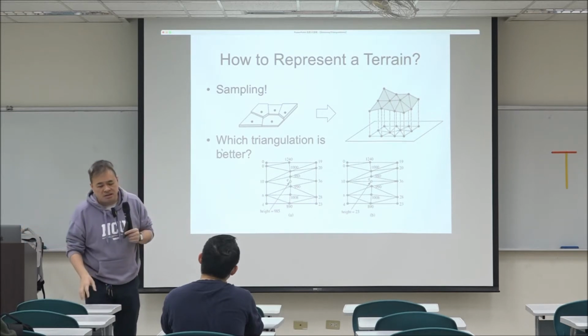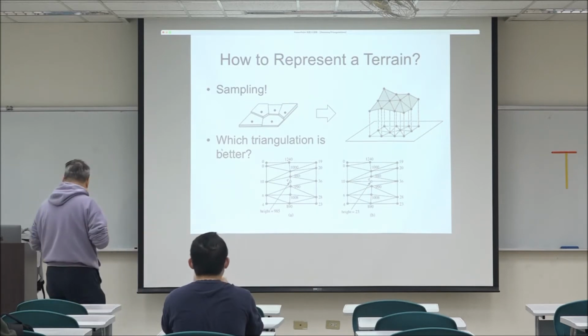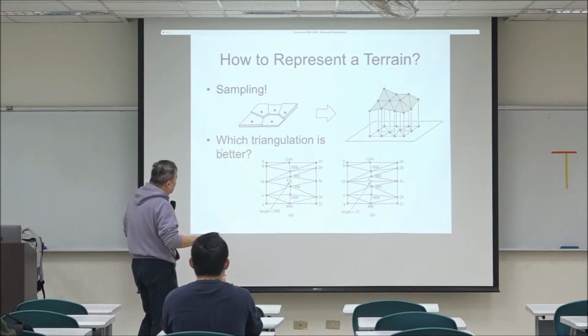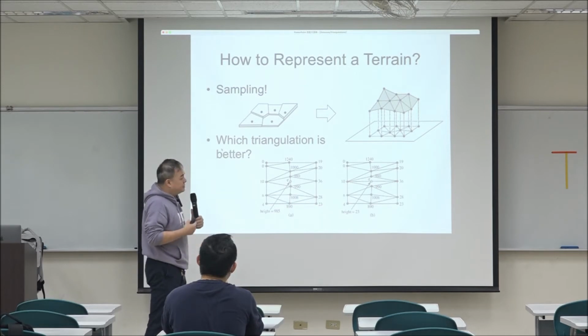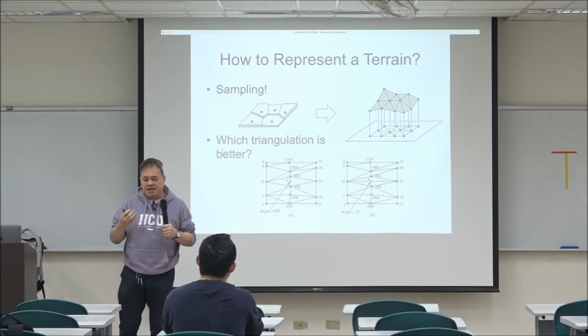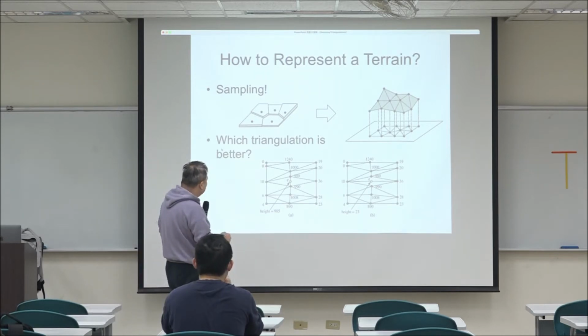We didn't discuss the quality of the triangulation, right? So now, let's look at these two figures. These two figures are the triangulation for the same set of points. Obviously, because we are focusing on representing the height of the terrain, each sample point will be associated with a height.